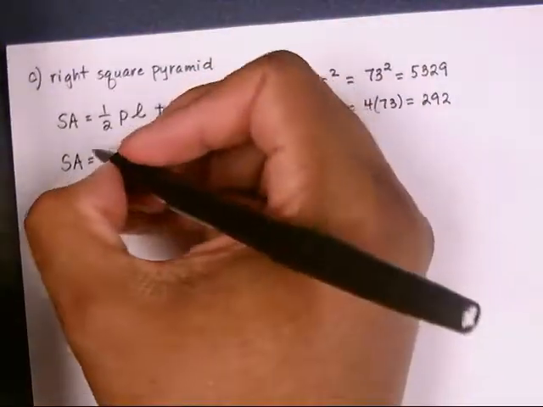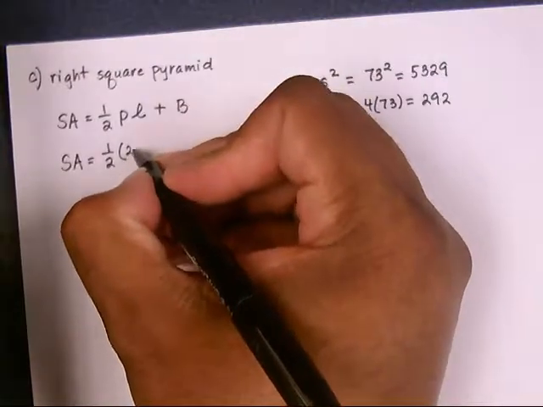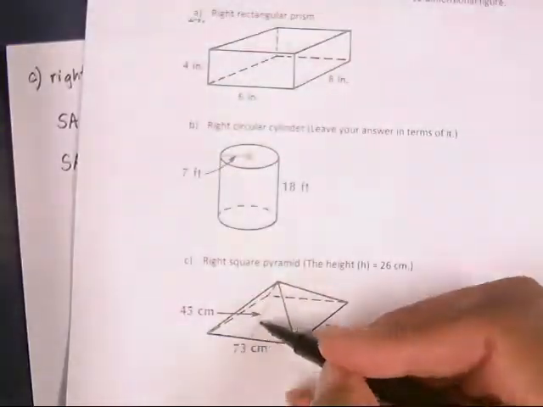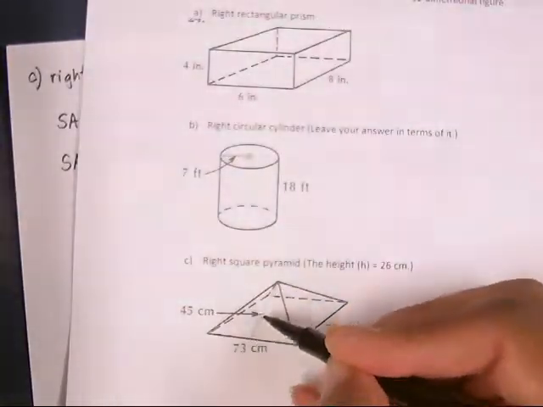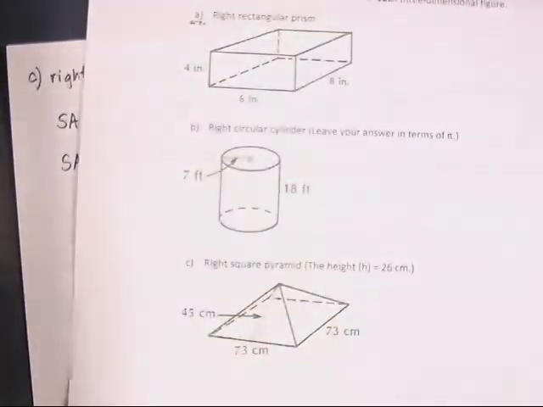So to find the surface area, that's going to be 1/2 times the perimeter, which was 292, times L. That L is the slant height. In this case, that's the height on the face of that triangle. In this case, it's 45 centimeters.